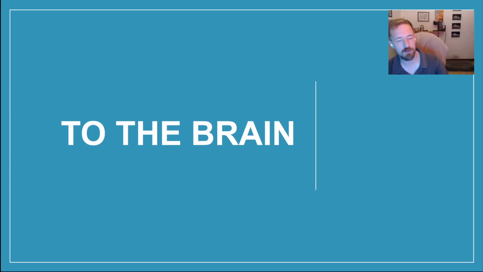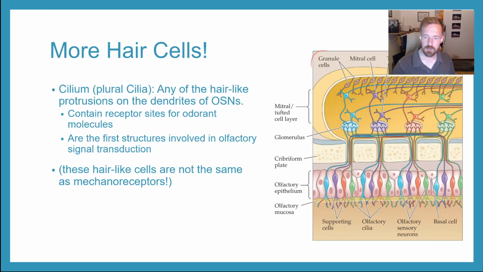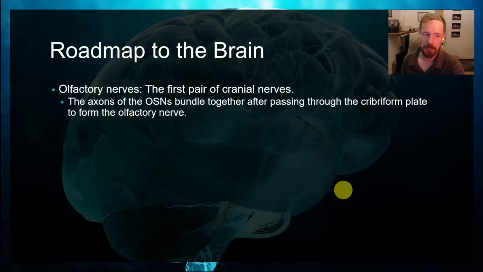Okay, let's talk about the roadmap to the brain. Let's talk about what happens now that we have these cells transducing these chemicals. Now that we have these cells that are firing and communicating their signals, what they have translated those odorants to be, let's see what happens on the way to the brain.